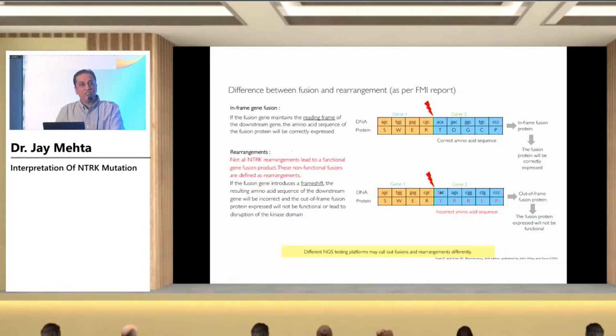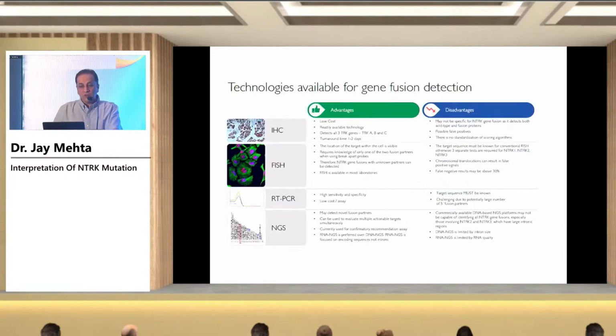Now, different NGS testing platforms will either tell you that it is a fusion or a rearrangement. At least the Foundation One report says that. But otherwise, you actually need to do immunohistochemistry to find out if the protein is actually being expressed or not. Now, there are various technologies available for fusion detection. That's IHC, there's FISH, there's real-time PCR, and there's NGS. Everything has some advantages and disadvantages.